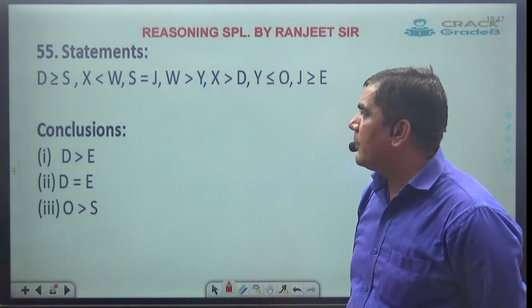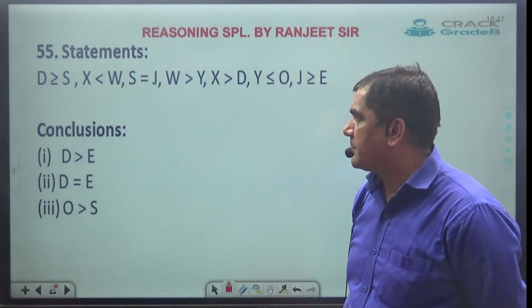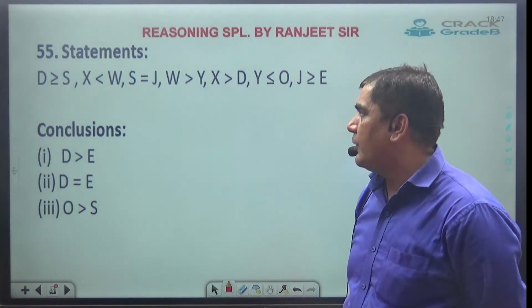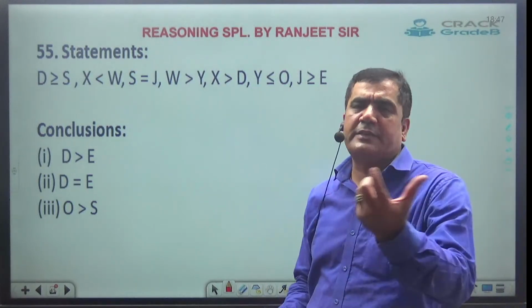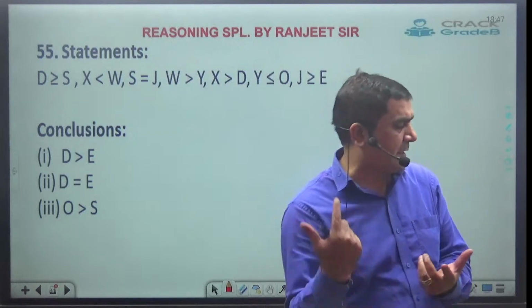Okay, small statements they have given. So I need to combine all of them, because no big statement they have given, only two-variable statements they have given, so they must be combined together. Let's combine.